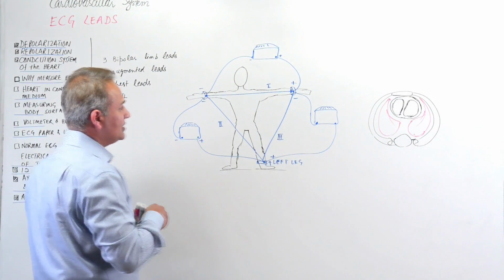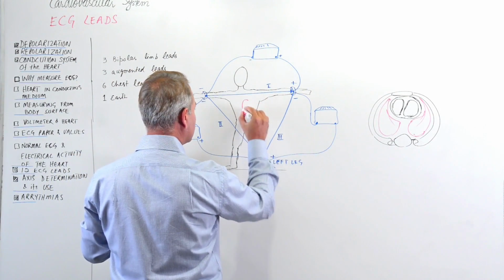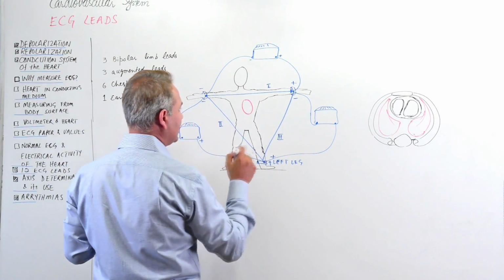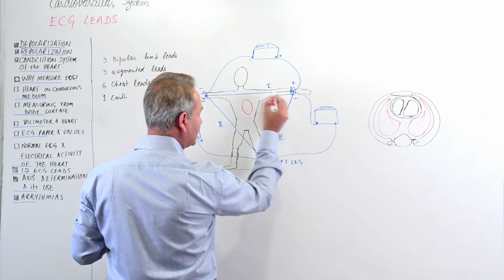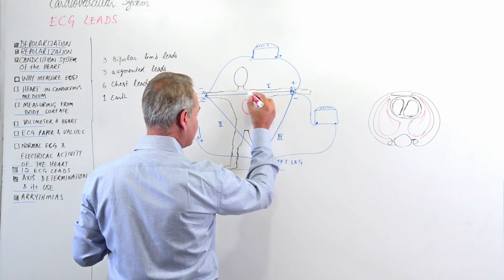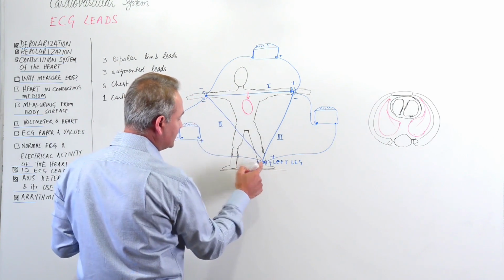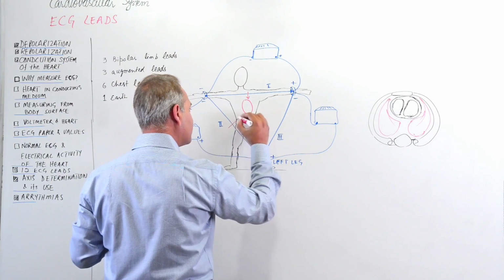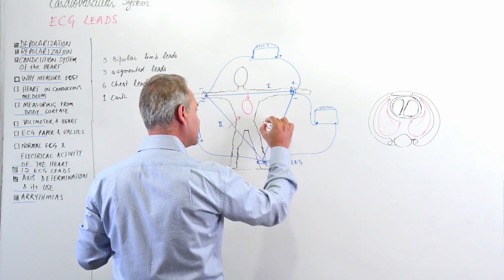So the way these leads are looking at the heart, if we put the heart over here, lead 1's positive side is this, it is looking at the heart from here. Lead 2's positive end is this, it is looking at the heart from here. Lead 3 is looking at the heart from here.